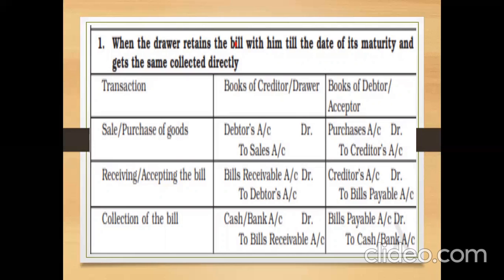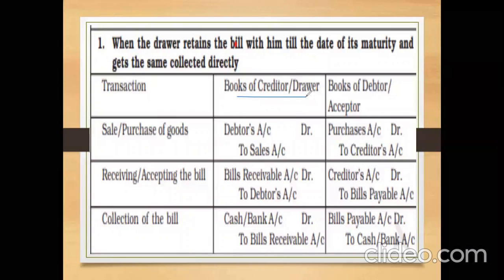Now here, in this case, there are two parties. One is the drawer and another is the drawee. Now, in both the parties' books, we have to pass journal entries. So we shall focus on the books of the drawer.